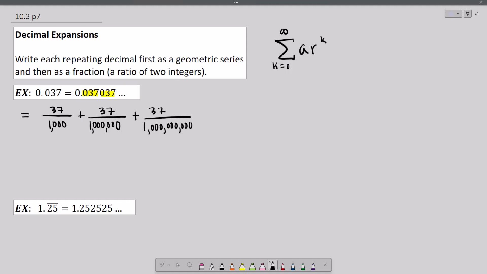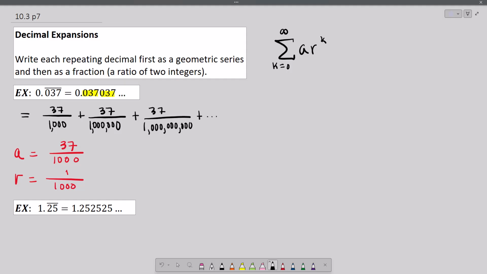We should be able to discern what A and R are now. So what is A? 37 over 1,000. 37 divided by 1,000, so 37 thousandths. And then how about R? 1 over 1,000. Right, so R is the common ratio. It's that multiplier that takes us from one fraction to the next. So we're doing repeated division by 1,000, so that multiplier we would write as 1 divided by 1,000. That is our common multiplier.